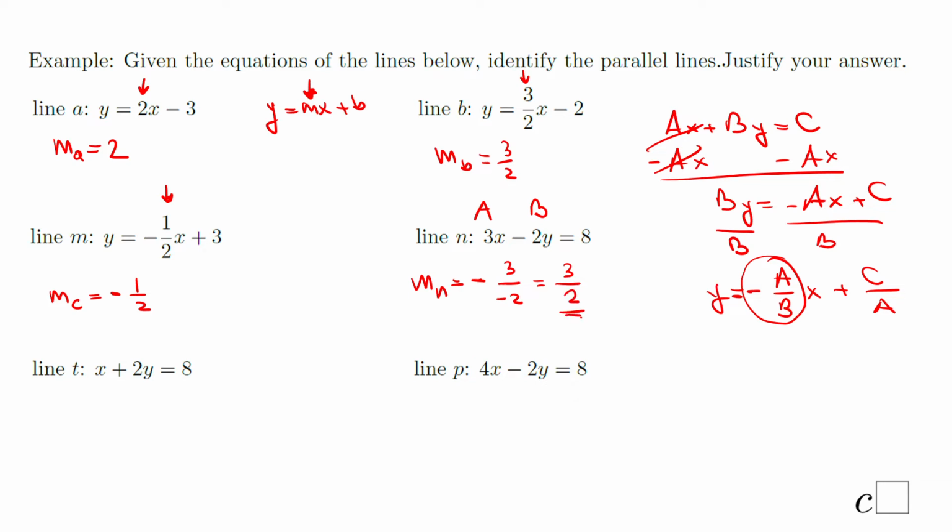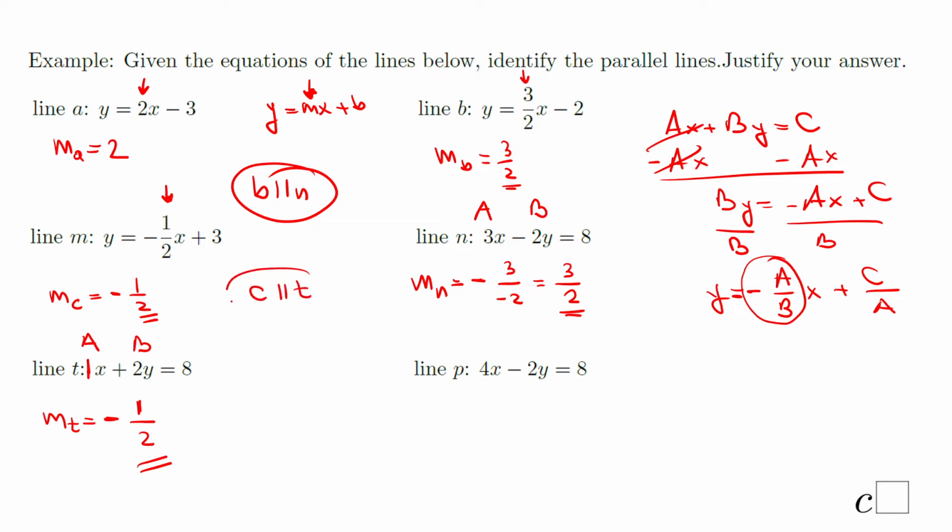And now I can see 3 over 2 here, 3 over 2 here. So line B and N are parallel lines. Let's take a look at line T. Using the same approach, I'm going to have a negative from this negative, and A over B. A is 1, the invisible one, let me call it like that, and B is 2. So we have negative 1 over 2, nothing to simplify. But what do we notice here? These two slopes are the same, so line C and T are parallel lines.